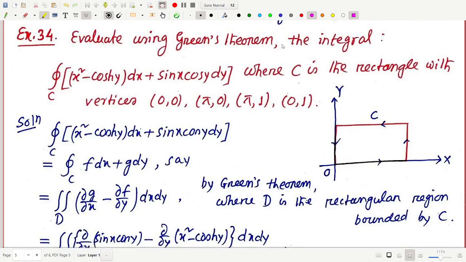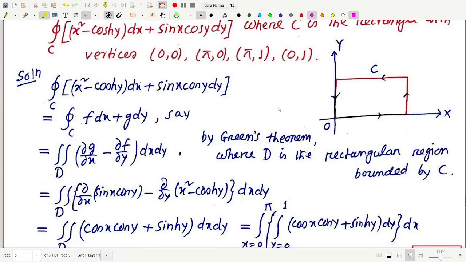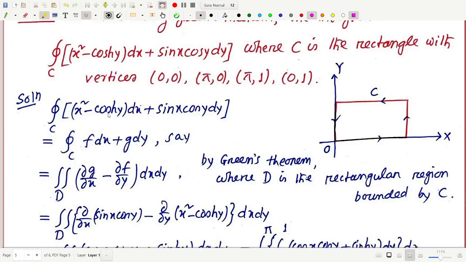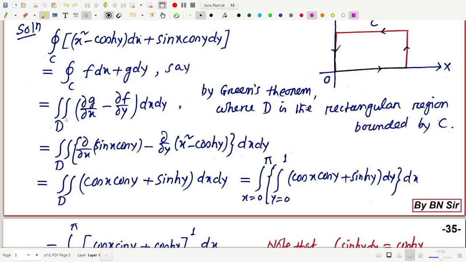Next example, evaluate using Green's theorem the line integral along the closed curve C. The function is x square minus cos hyperbolic y dx plus sin x cos y dy, where C is the rectangle with vertices 0 0, pi 0, pi 1, 0 1. So this is 0 0, this is pi 0, this is pi 1, this is 0 1. Okay, so the line integral is like f dx plus g dy. So by Green's theorem we get del g by del x minus del f by del y, and it becomes a double integral over D, where D is the rectangular region bounded by C. This region is D.